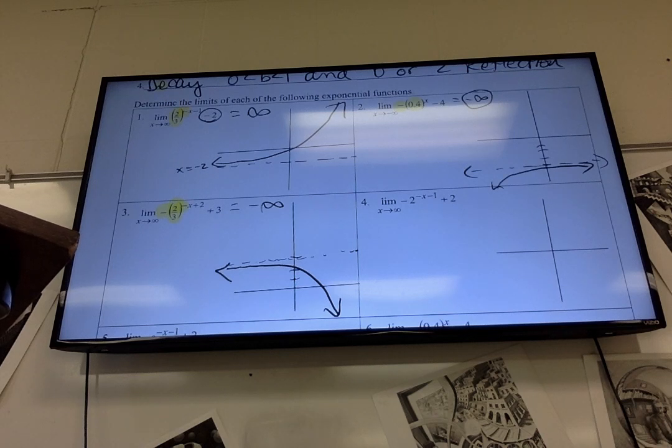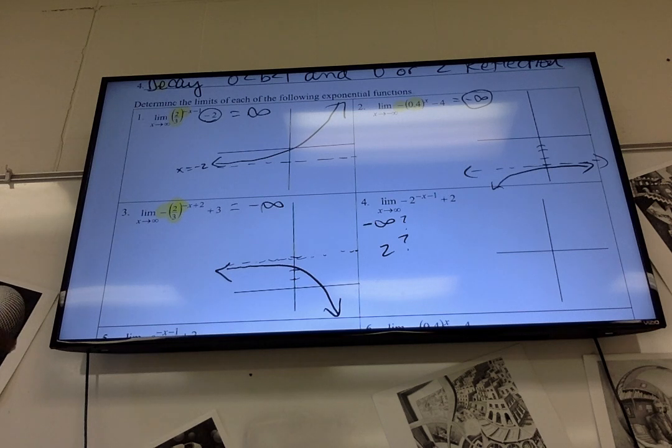Daniel, what do you think the answer is? Negative infinity. Anybody else get something else? Everybody thinks it's negative infinity. Somebody got 2. Okay. Anything else? I guess the only other option would be infinity. Alright. So let's see which one it is.